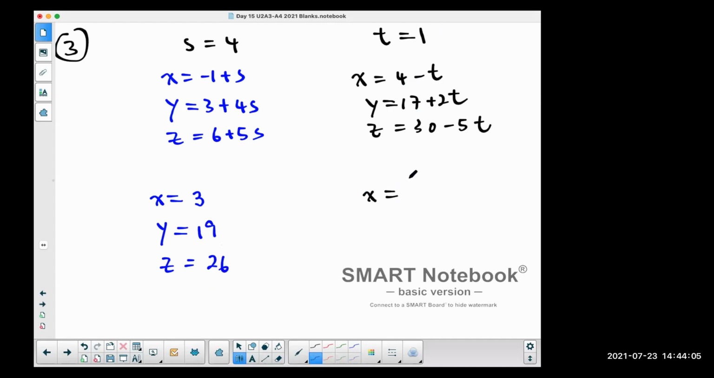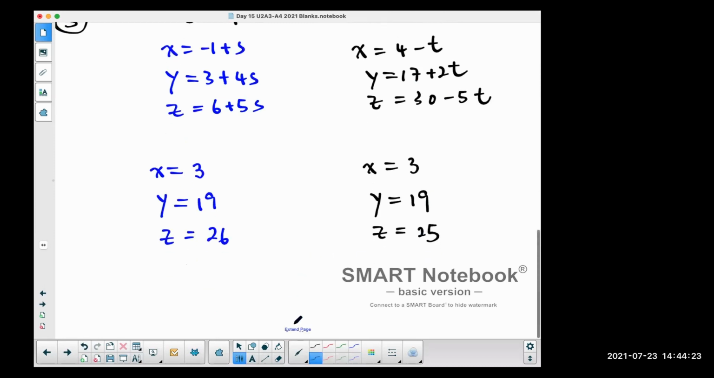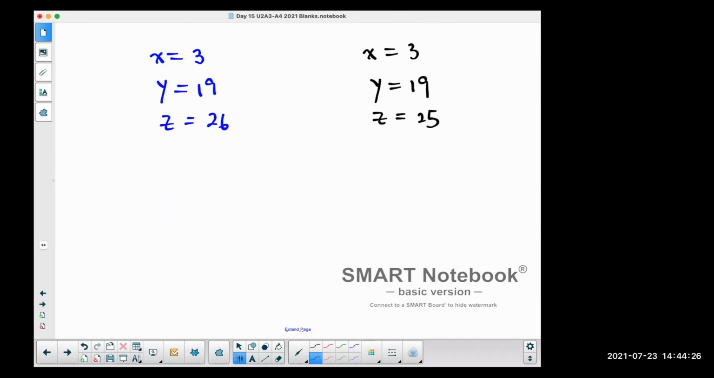Second line: X is equal to 4 - T. T is 1, so 4 - 1 is 3. Y is equal to 17 + 2 times 1, that's 19. And Z is equal to 30 - 5 times 1, which is 25. Now, if you compare the two, what do you see? The Z coordinate is not the same. The X and Y coordinates look fine, but the Z coordinate is not right.